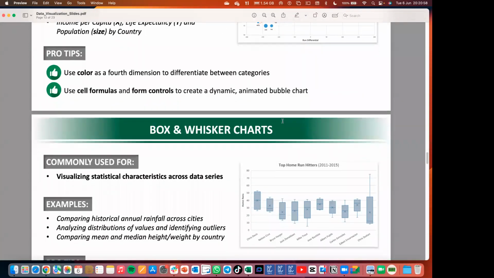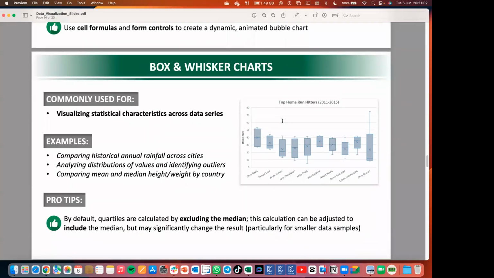Now we have the box and whisker charts. These ones, we use them in statistics. Always they are used to correlate with errors anyway. So visualizing statistical characteristics across data series. So it is always in statistics.